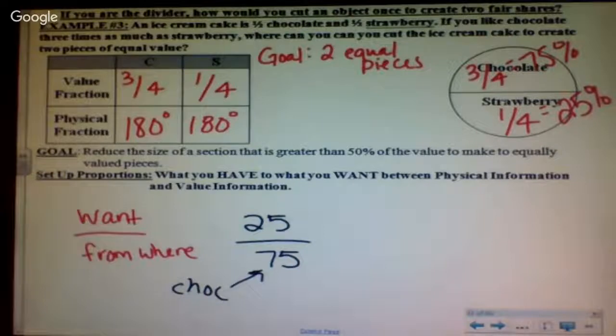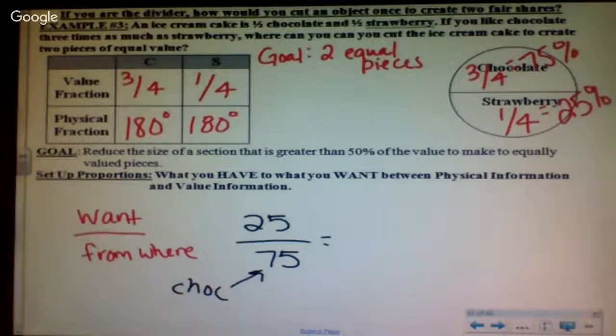I thought you were going to do strawberry over chocolate. Well, you're trying to make strawberry equal to the chocolate. I'm trying to reduce this side to make them even. So you're trying to get them both to be 50-50. Okay, so I have 75 up here. I need to take 25 of it away to make it 50. Does that make sense?